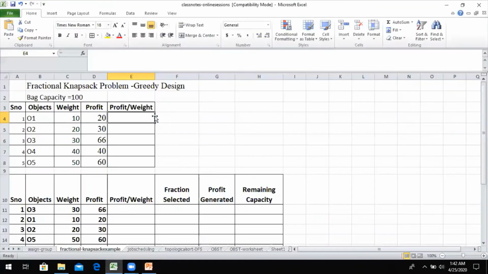Now we go on and see a very simple instance of the fractional knapsack problem. Assume that the bag capacity or the knapsack capacity is given as 100. The objects are O1, O2, O3, O4, O5. The weights are 10, 20, 30, 40, 50, and their profits are given. The first step towards building the solution using greedy design, as we discussed earlier, is to find the profit by weight ratio for each object. So it would be 20 by 10 for O1, 30 by 20 for O2, and so on.